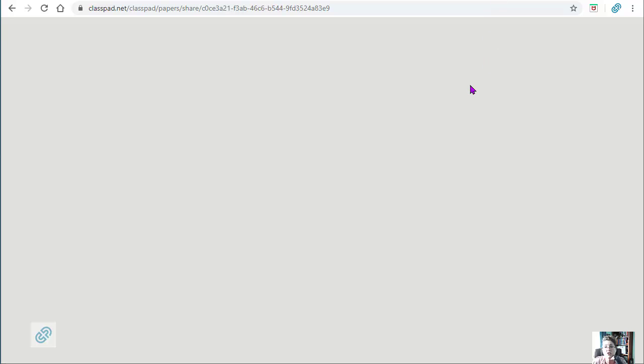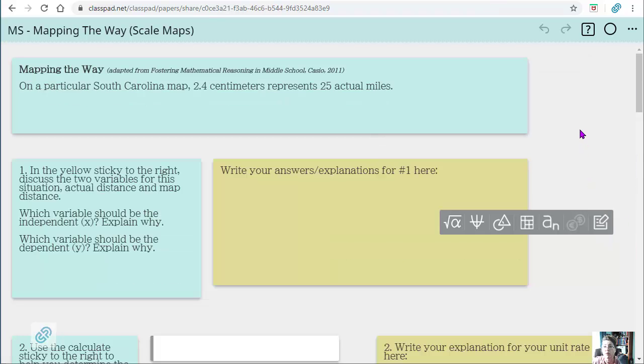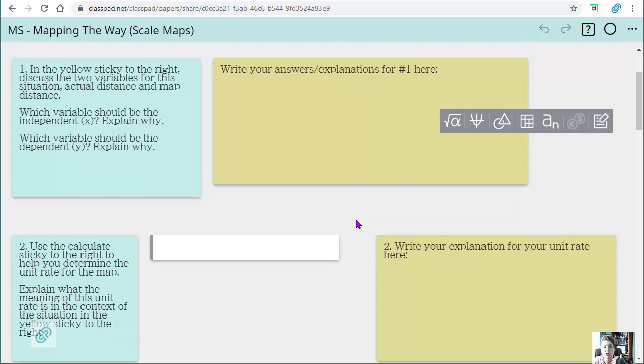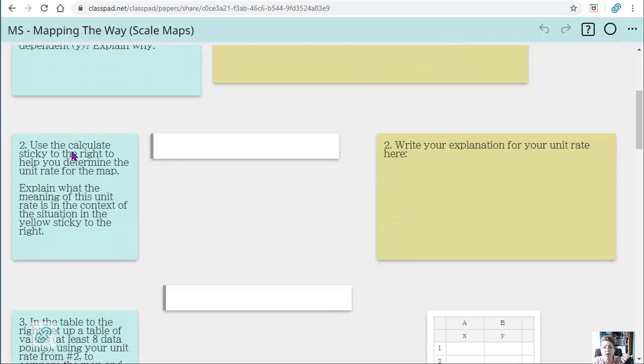The second activity has to do with applying proportions in a real world, so mapping. If you read a map and it says the scale is 2.4 centimeters on this map is the same as 25 actual miles, you'll notice that they have to first describe which one they think, distance on the map versus distance in the actual world, would be the independent and which would be the dependent. They have to explain why they think that is the case. That's not giving them any set directions, but explain why you think that happens, which one determines the other.